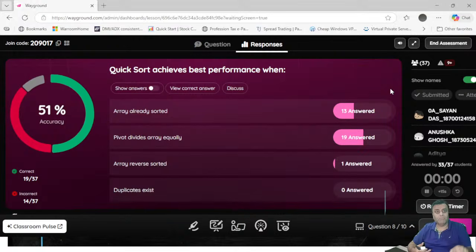When does n square happen? When it is sorted. Right? Each level n comparisons, height of the tree n when it is sorted. Each level n comparisons, height of the tree is log n. So height of the tree reduces from n to log n when your array is not sorted. Median pivot is what is required. So pivot divides array equally is the right answer.